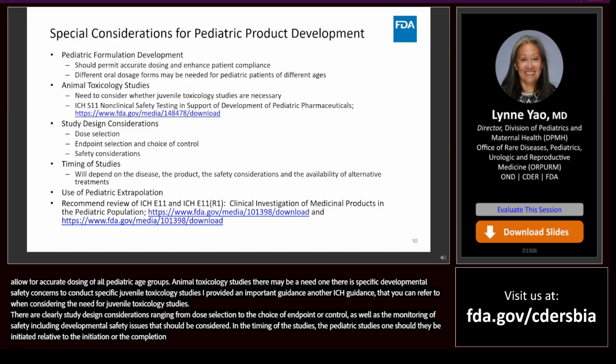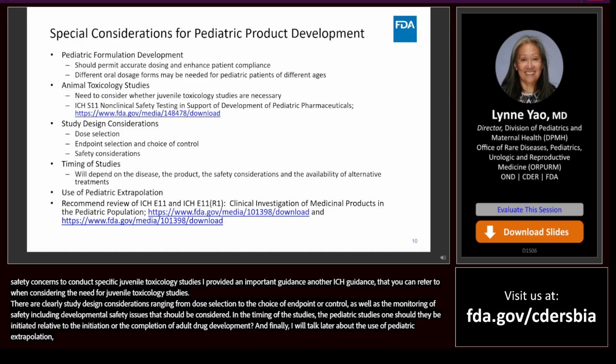And then finally, and I'll talk later on about the use of pediatric extrapolation, a very important framework to consider, and I'll speak about that in a few minutes. Many of these, or all of these considerations, are discussed, as I mentioned, in that ICH E11 guideline and the revision to the guideline, and I've created the link here for you.